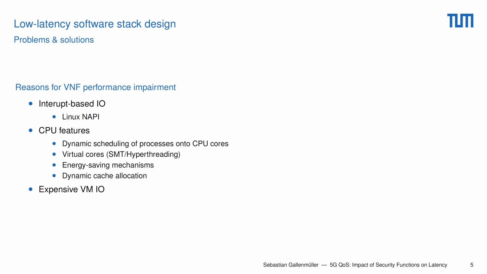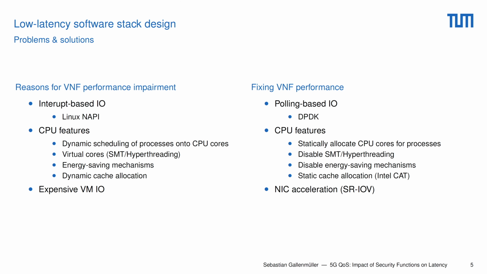So what can we do to fix these issues? One of them is switching from an interrupt-based I/O to a polling-based I/O. We can do this using specialized frameworks, for instance, the Intel Data Plane Development Kit. There, an application can now decide when to receive new packets, and this leads to a more consistent latency behavior because we can predict when to receive new packets.